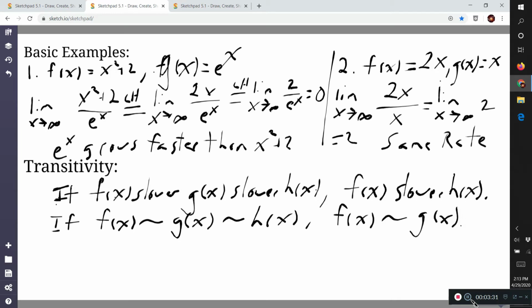That should say h of x. F of x grows at the same rate as h of x, not g of x there. Now, the one thing we can't do is, if we know that f is slower than g, and we know that g is faster than h, we're not going to be able to tell anything about f and h. We don't know which one's faster, which one's slower, if they grow at the same rate. We just won't know.